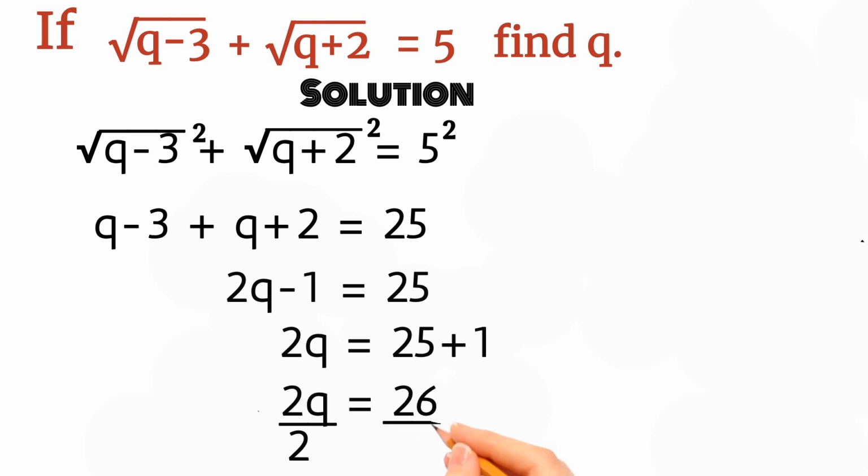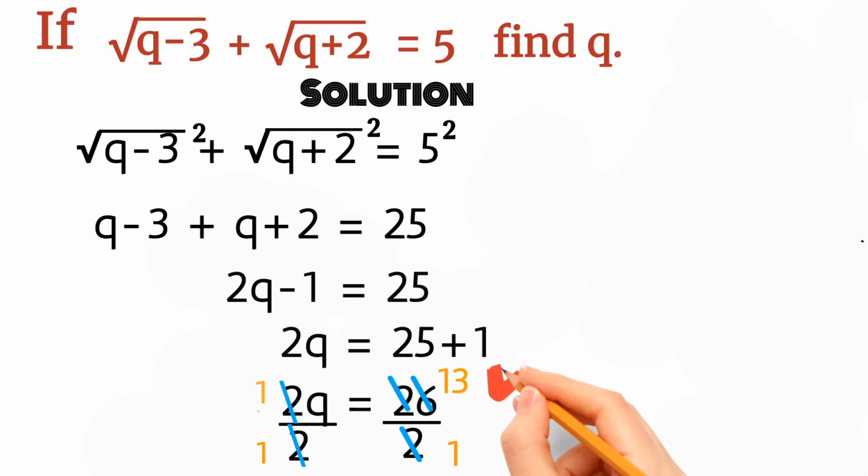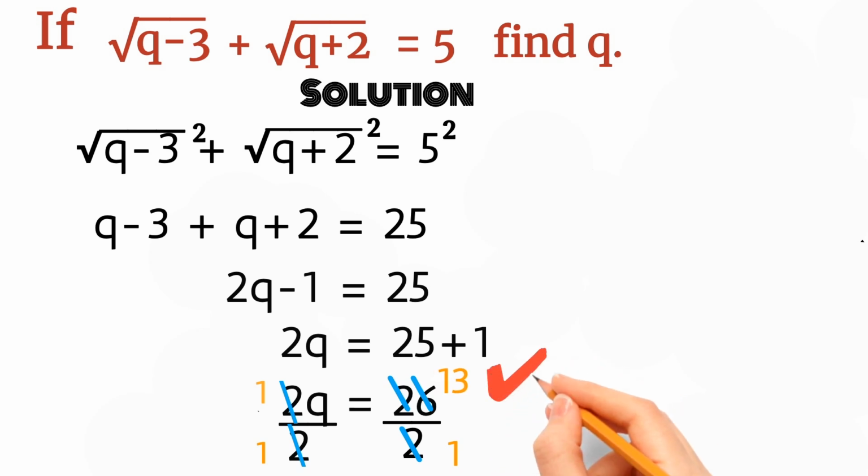Therefore, we divide both sides by 2 so that the 2 cancels the 2 and it will be left with q. Cancelling 2 into 26 will give us 13. 2 goes into 2 one time, so it is 1. 2 goes into 6 three times, so 1 and 3 will be 13. That's why 2 goes into 26 13 times, or we can just multiply 13 by 2 to get 26.